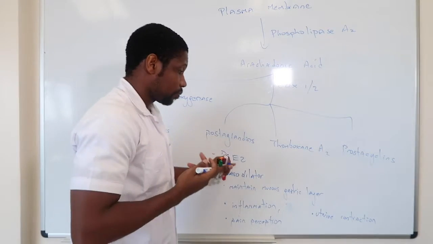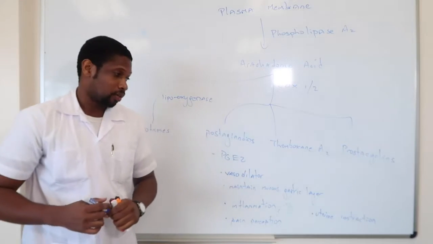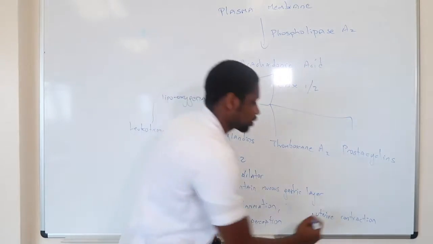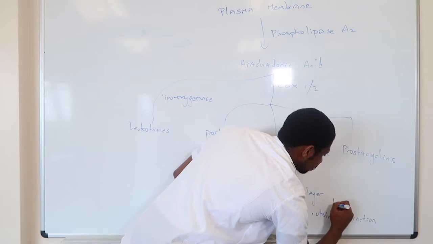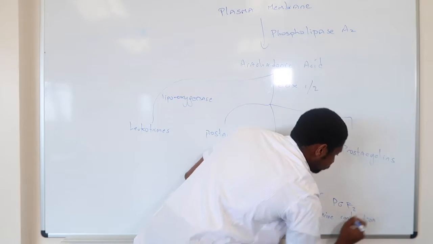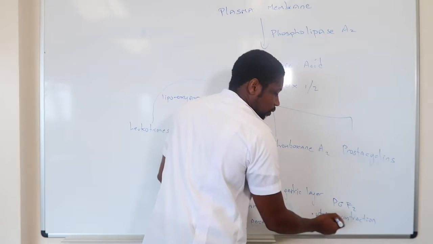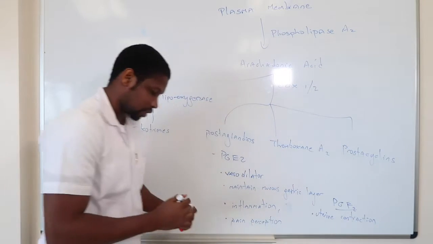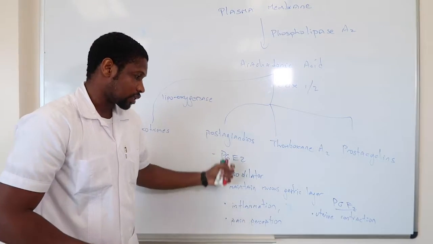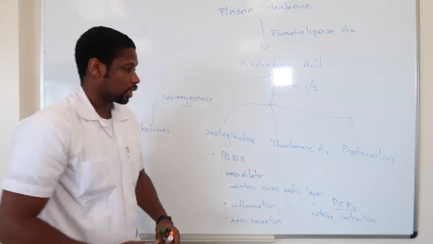So yes, these prostaglandins are involved in quite a number of functions. Oh, sorry, this one, uterine contraction, is prostaglandin F2 alpha. That's the one that's usually involved, especially in uterine contraction. The others are mostly related to prostaglandin E2.